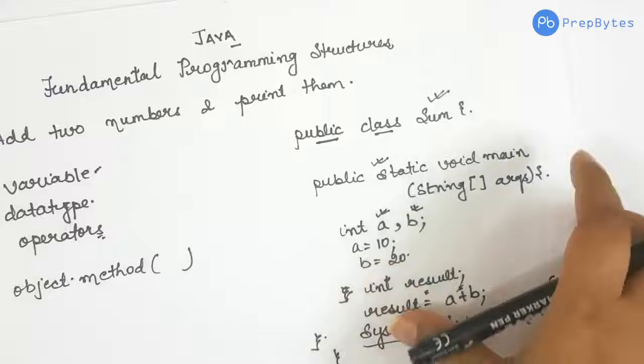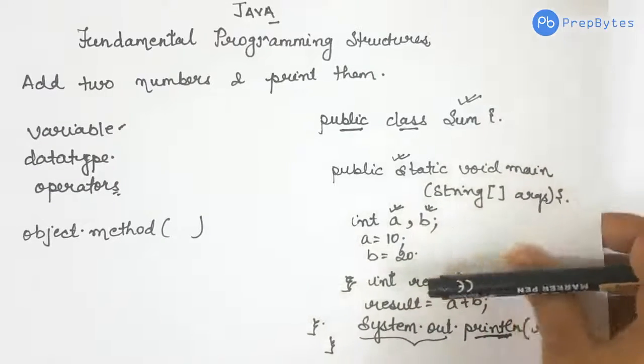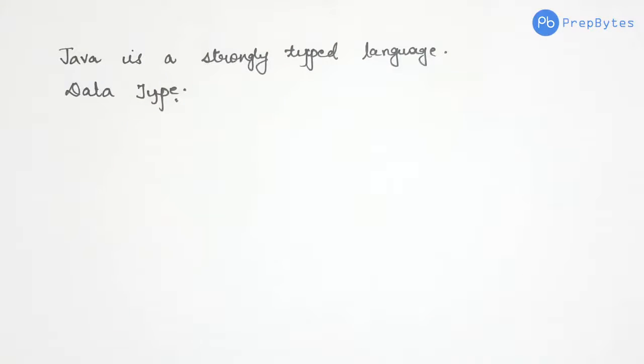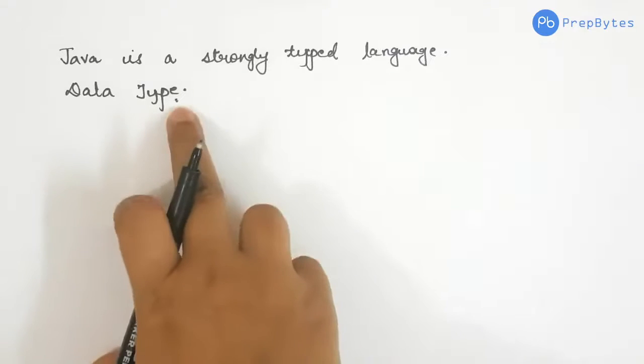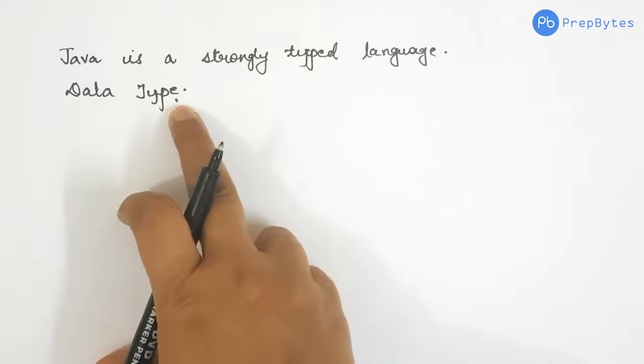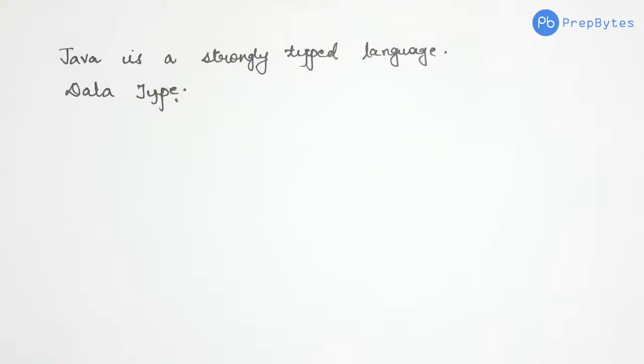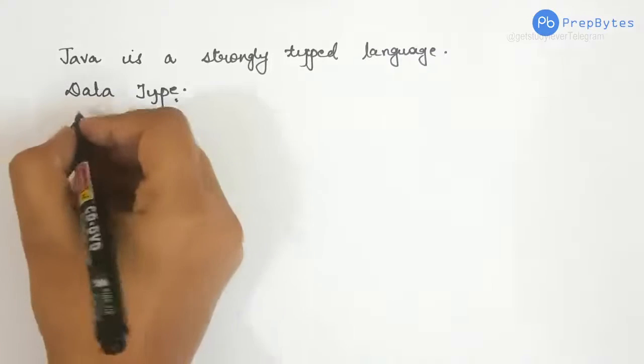There are other things as well. Depending upon the data type, each data type has a particular size. Depending upon the size, that particular amount of memory is allocated to that variable. So we will see what the various data types are that we have in Java. In Java, basically we have 8 primitive data types.